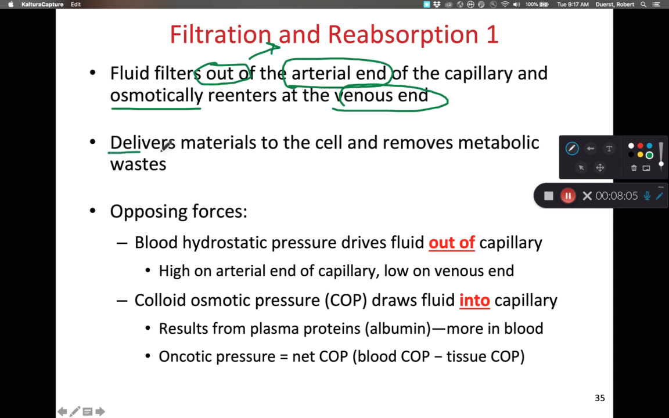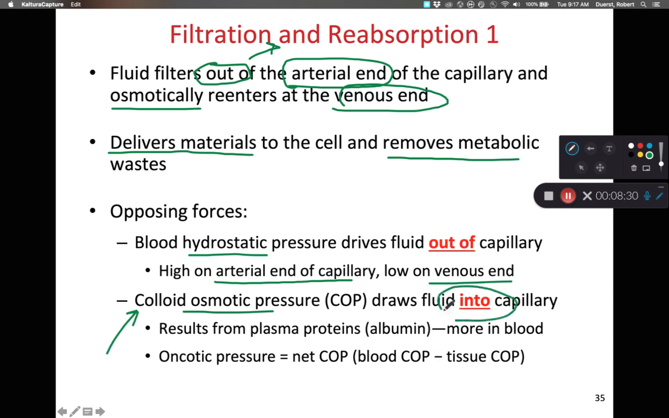And on the arterial side, we deliver materials that are needed for the cells, and on the venous side, we remove metabolic waste products. And as we look at these hydrostatic and osmotic pressures, they're opposing. The hydrostatic pressure is always going to push fluid out of the capillary bed. We have more hydrostatic pressure on the arterial side, less on the venous side. And conversely, osmotic pressure pulls fluid into the capillary beds. And that's because of those blood proteins, such as albumin, that remain stuck in the blood plasma.